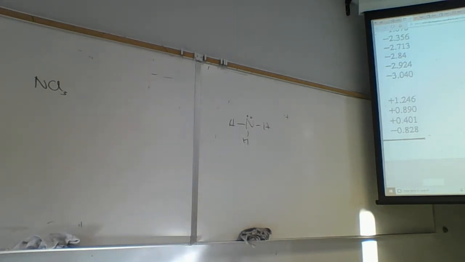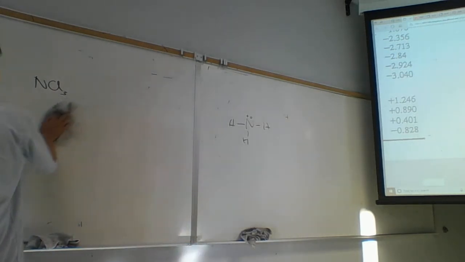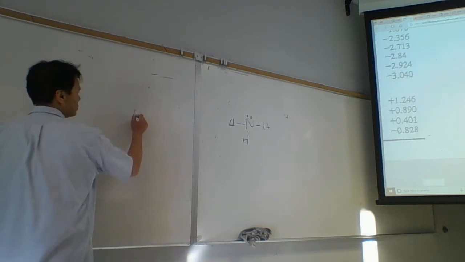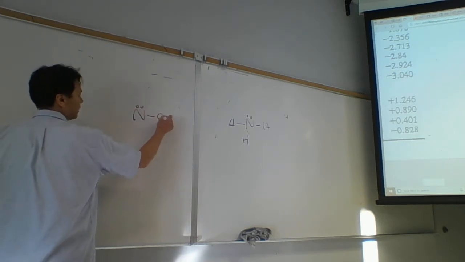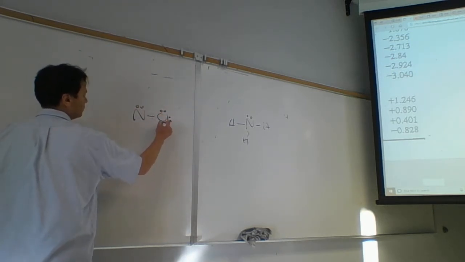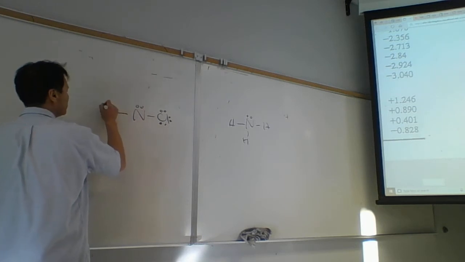Ammonia, we'd say, is electron rich. The nitrogen in ammonia is electron rich. So when we go to NCl3, let's go ahead and do the Lewis structure. NCl3 looks a lot like ammonia, but there are some major differences.